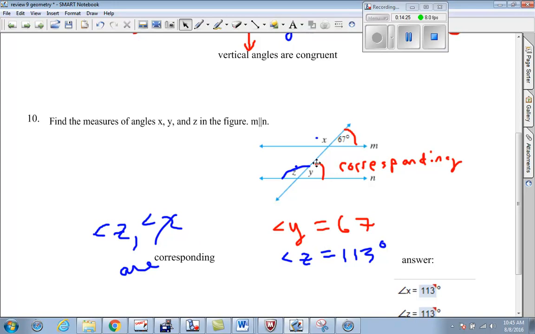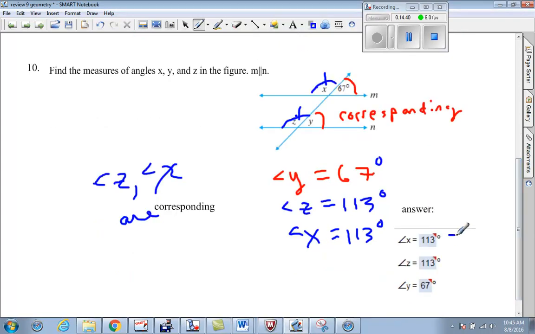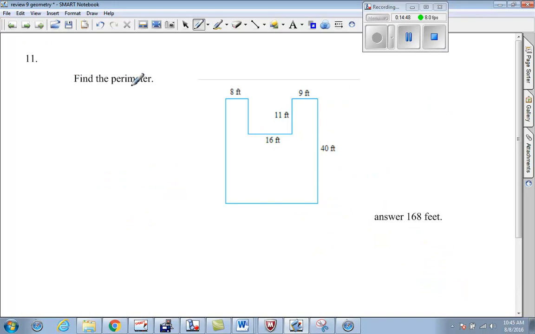Okay, so therefore angle X has to be also 113 degrees. I'll just write the tick marks there to indicate they're equal. All right, and clearly we have the answer key, but we want to think about what they are and why they are. All right, head to the next one, number 11, find the perimeter.